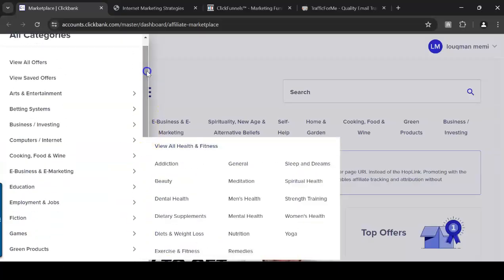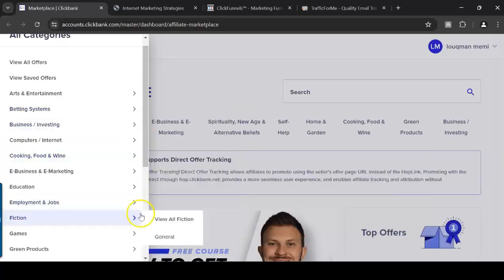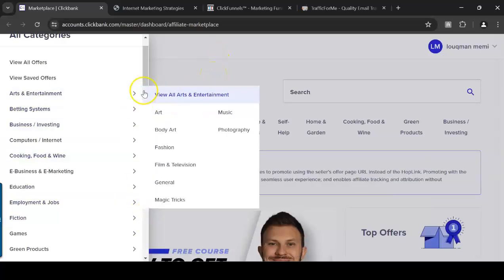It could be beauty, it could be dental health, it could be diet and weight loss, anything like that. Okay, and the reason I choose these two categories is because this is where the money is. Nearly everyone is interested in making money, and most people have weight loss issues. So they're looking for diet solutions. So if you choose any of these products, most likely you are going to generate commissions if you're driving quality traffic, targeted traffic, and unique traffic.